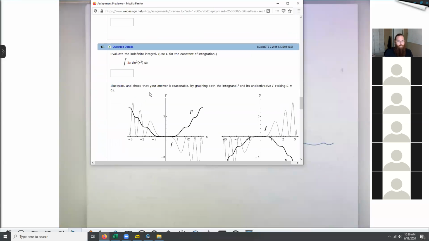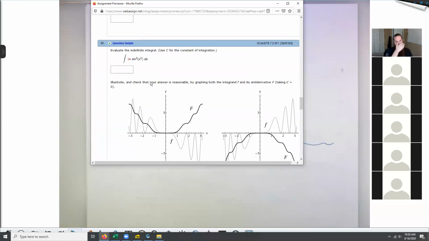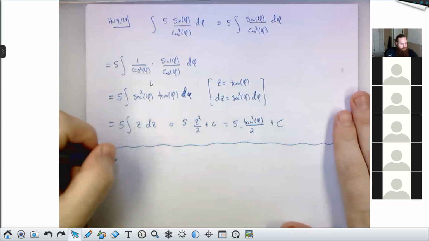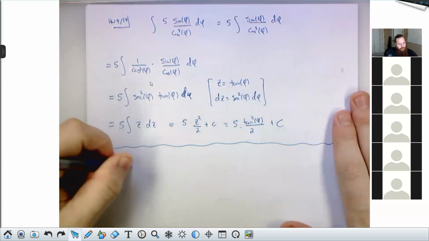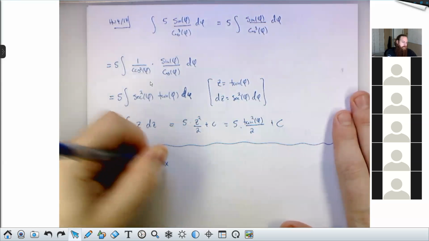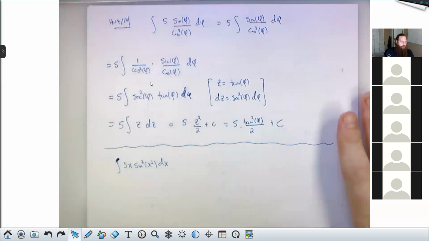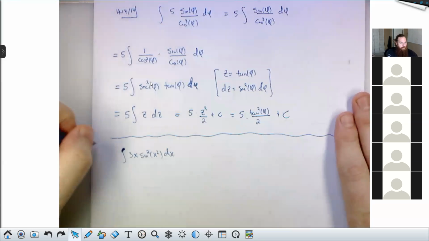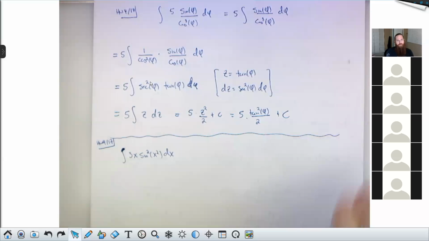The last one I saw anybody requesting was number 17. This is a fun problem too. I'm going to integrate 3x sine squared x squared dx. This is homework 417. Has anybody attempted this one yet? Any ideas what we could try?